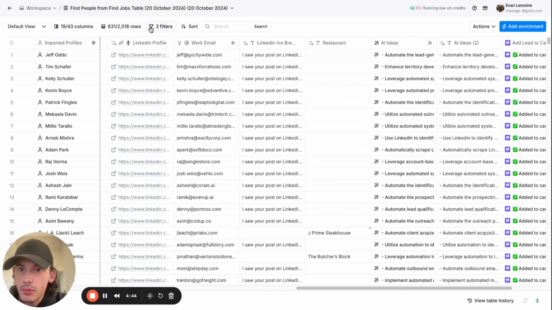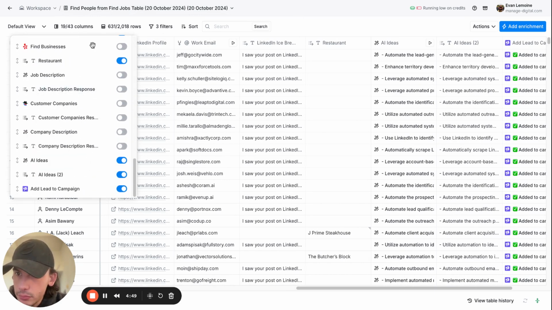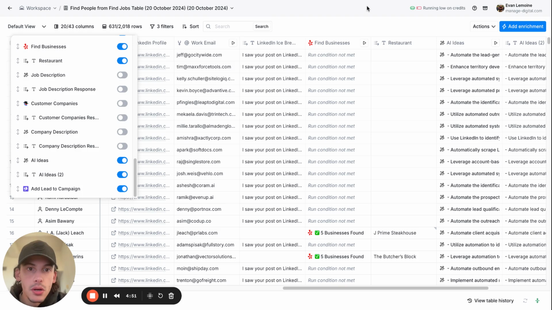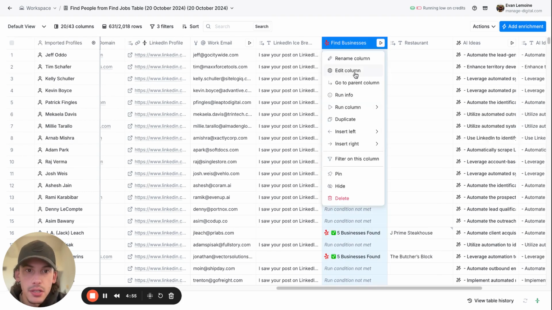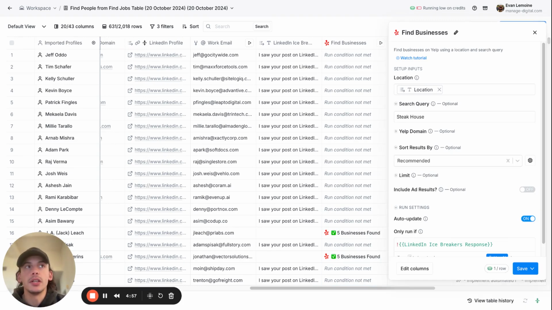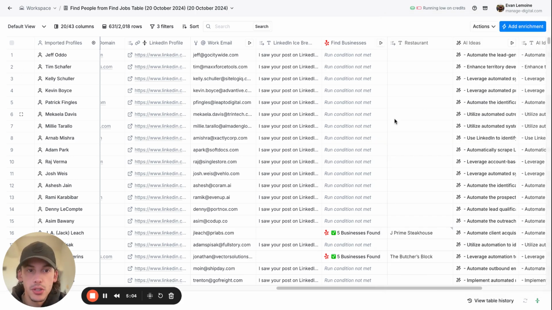I can show you guys what it looks like. Let's see, where's Yelp? Here it is, find businesses. So basically, I gave that to Yelp, the location, and then said, listen, if we don't have a LinkedIn custom one-liner for them, find a steakhouse that's in this area and then just print that out over here.